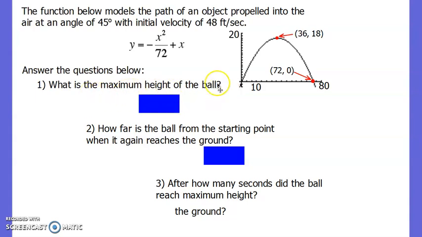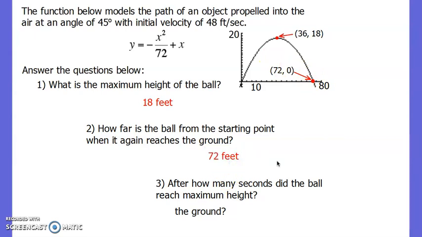What is the maximum height of the ball? Well, from what's labeled on our screen, we know that the vertex maxes out at 18 here, so I would assume that's 18 feet. How far is the ball from the starting point when it hits the ground? Well, it's labeled for us here at 72 feet. So we have that answer there.